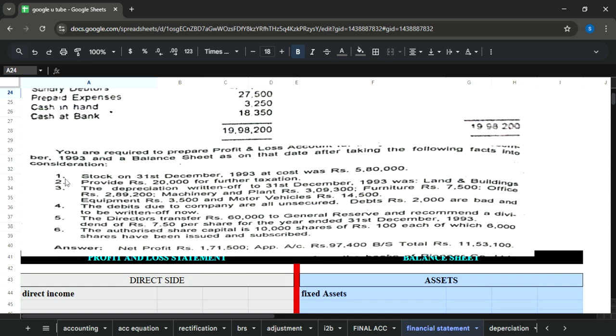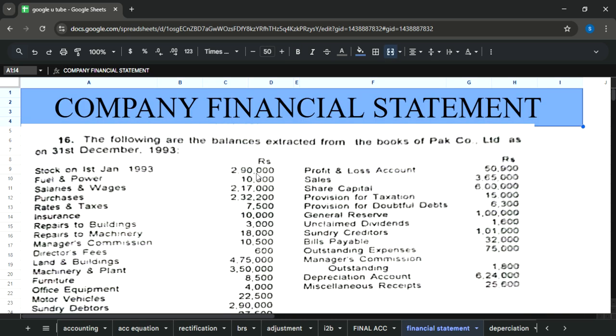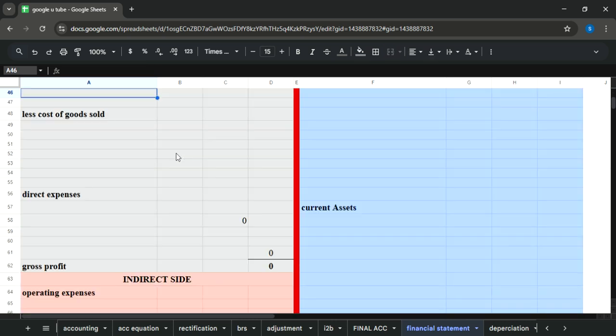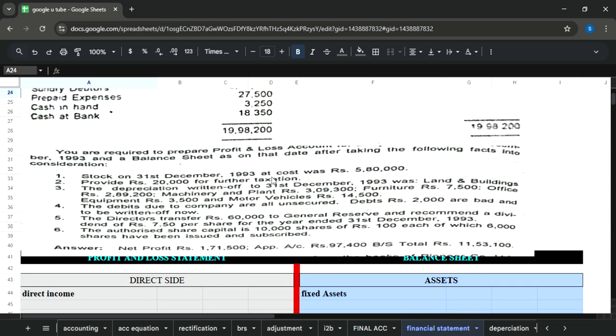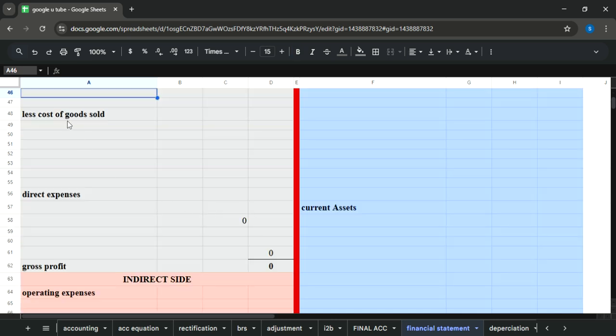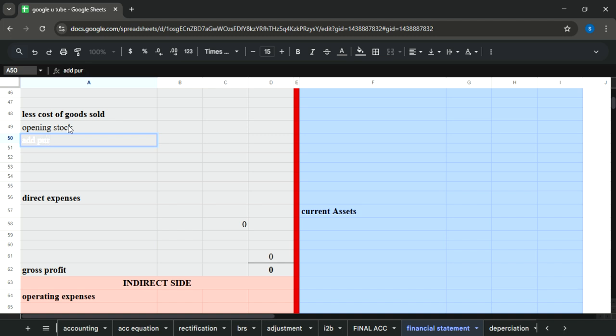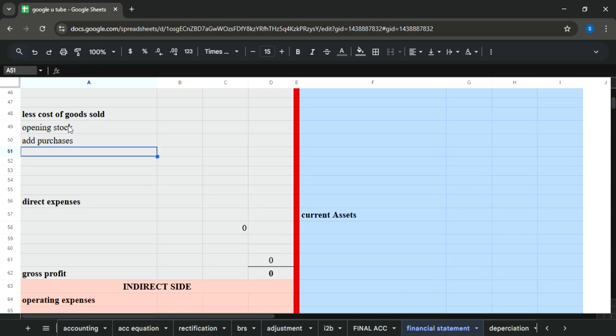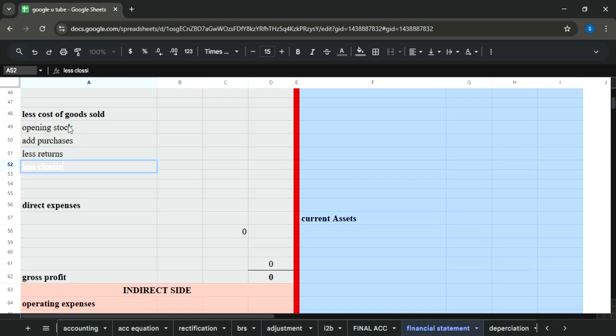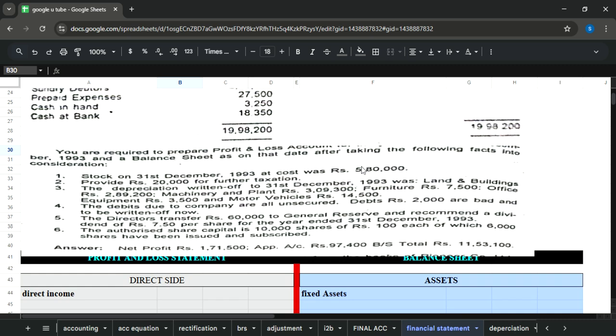First adjustment: stock on 31st December 93. This is the last date as mentioned in your question. Look here, 31st December 93, the last date, which means it's a closing stock. So let's go to the cost of goods sold statement, where we will represent opening stock, then add purchases. After that, we will subtract returns if they are present, then we will subtract closing stock, and we are talking about this amount of closing stock mentioned over here, 580,000.